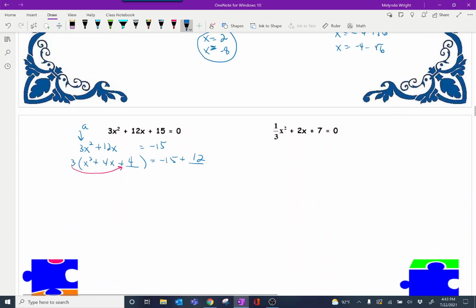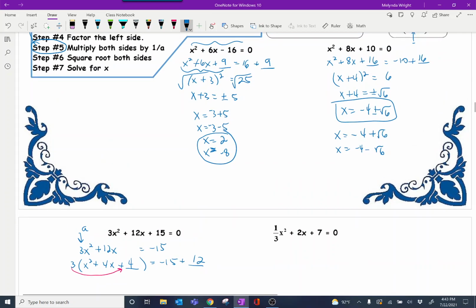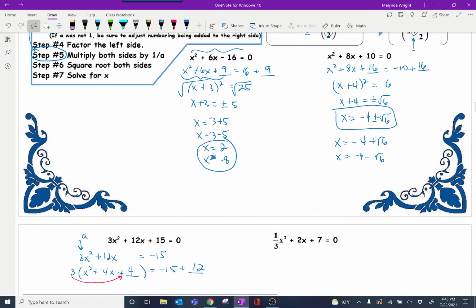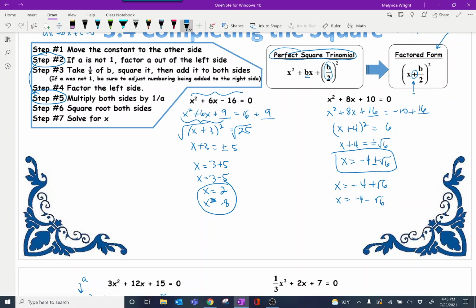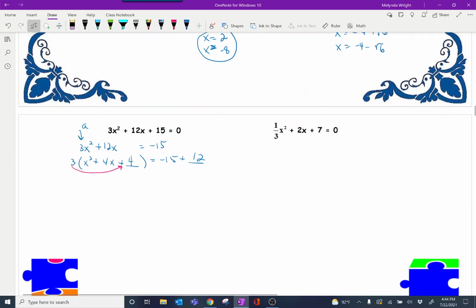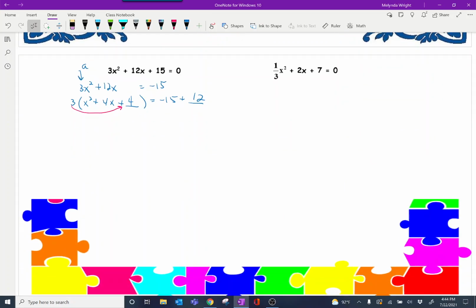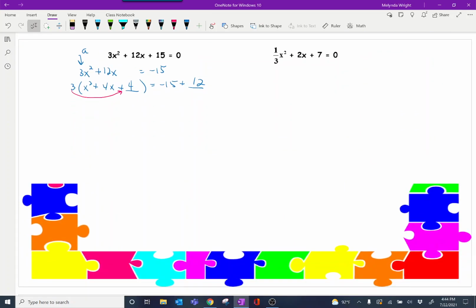And I'll go back just to reference these steps. So see, what I'm talking about is we did step 3, if A was not 1, we want to be sure to adjust the number being added to the right side. See, that's what I did. I made sure that I didn't add 4 to the right side. I needed to add 3 times 4 to the right side. Okay, good, good, good. So let's clean this up. Let's do our next step, which is factoring.